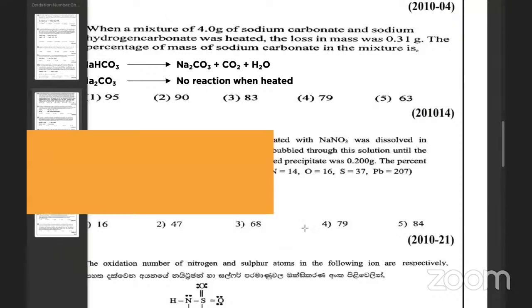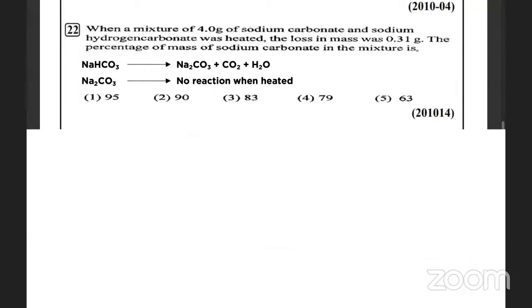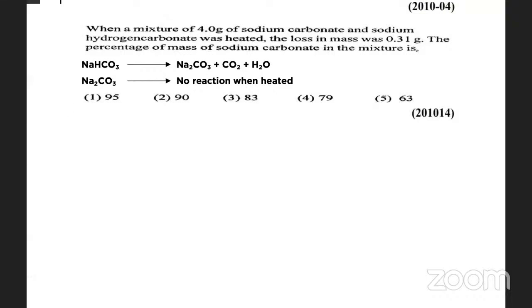Right, again, the reactions are provided to you if you haven't learned the reactions. When a mixture of 4 grams of sodium carbonate and sodium hydrogen carbonate was heated. This is sodium carbonate. This is sodium hydrogen carbonate. Now you can't say what is sodium carbonate, what is sodium hydrogen carbonate. We have done it under the naming of IUPAC compounds. So you should be able to figure them out. When a mixture of 4 grams of sodium carbonate and sodium hydrogen carbonate was heated, the loss in mass was 0.31 grams. So this is also similar to what we did earlier. No? The percentage mass of sodium carbonate.